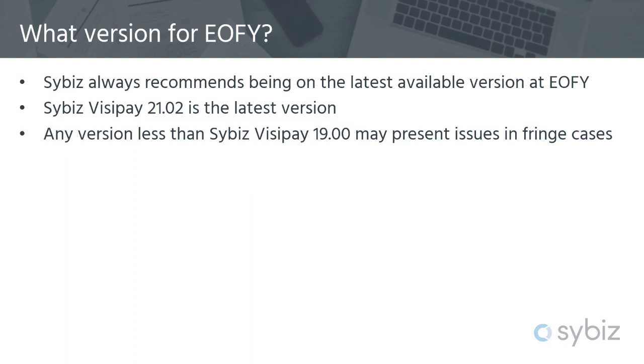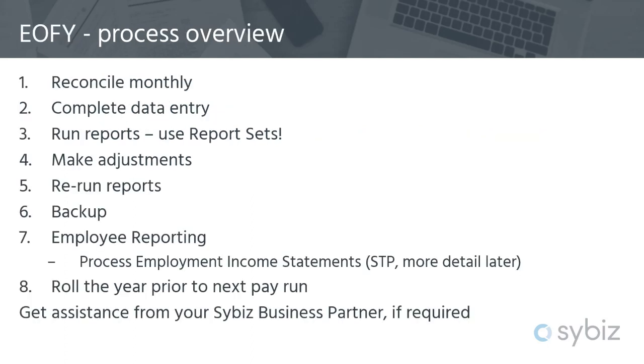But just a word of caution, if you are on a version less than 19, you might get some issues in fringe cases, so some fairly obscure combinations that might lead you into some trouble with STP reporting. So certainly, as long as you're on version 19 or above, there should be nothing really to worry about in terms of your end of financial year reporting. But again, just emphasising that we do recommend that you maintain the latest version at all times. So that's just our general rule.